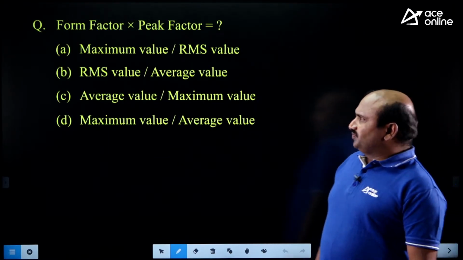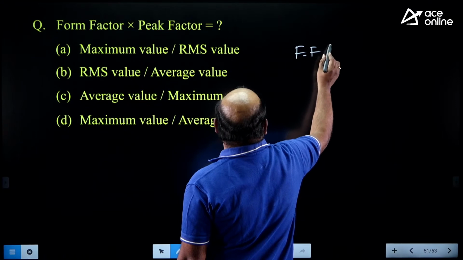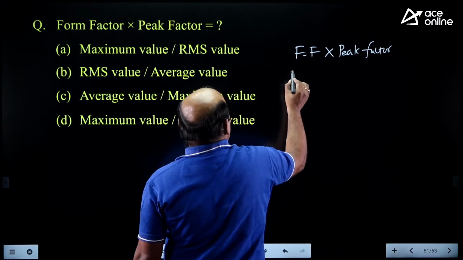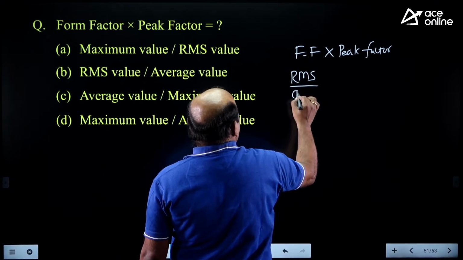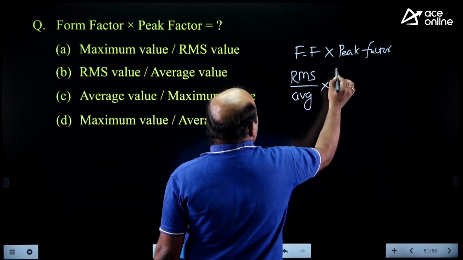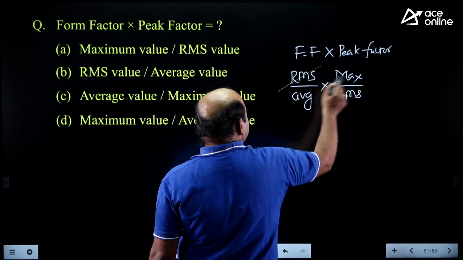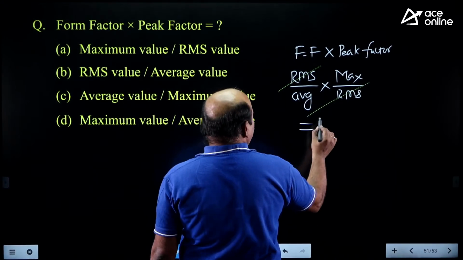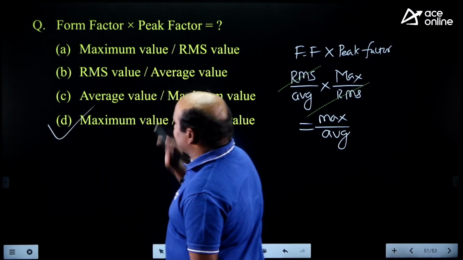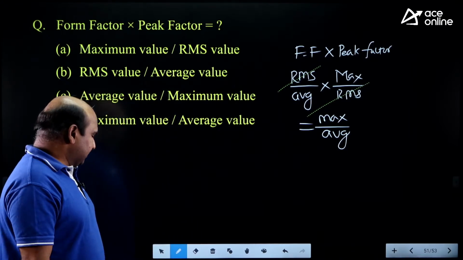Form factor and peak factor here. What is the form factor into peak factor? Form factor is equal to form factor into peak factor. This is very simple here. Now form factor means what? It is RMS by average. Peak factor is peak value, maximum value by RMS value. Now this RMS will be cancelled. What value are you getting? Maximum by average. Where is it maximum by average? Option D. It's very simple here. Yes or no? Getting?